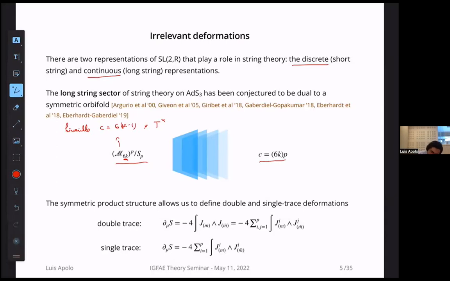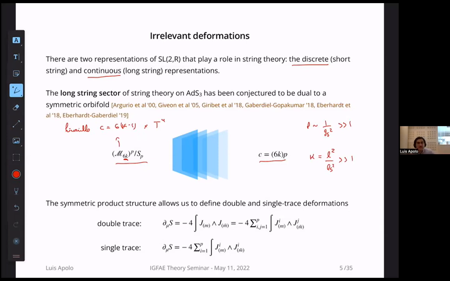In this talk, P is related to the string coupling in the following way, and we're going to take this to be large to have a weakly coupled worldsheet description. K is related to the ratio of the AdS scale to the string scale, and it's also taken to be much greater than 1, so that we have a nice semi-classical description in terms of supergravity.